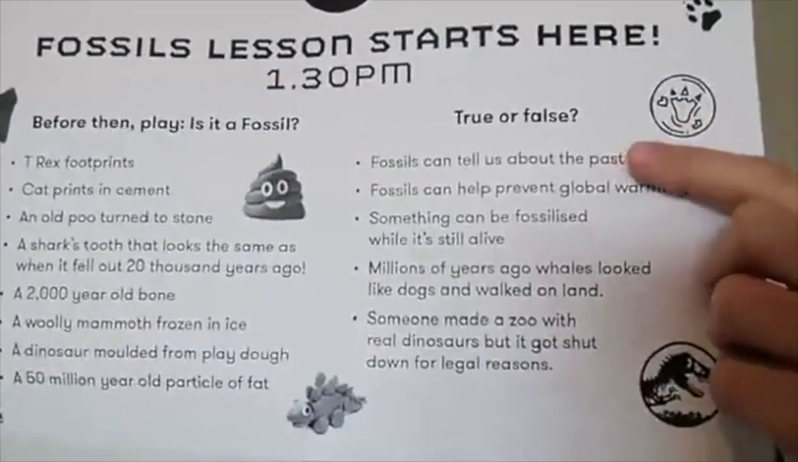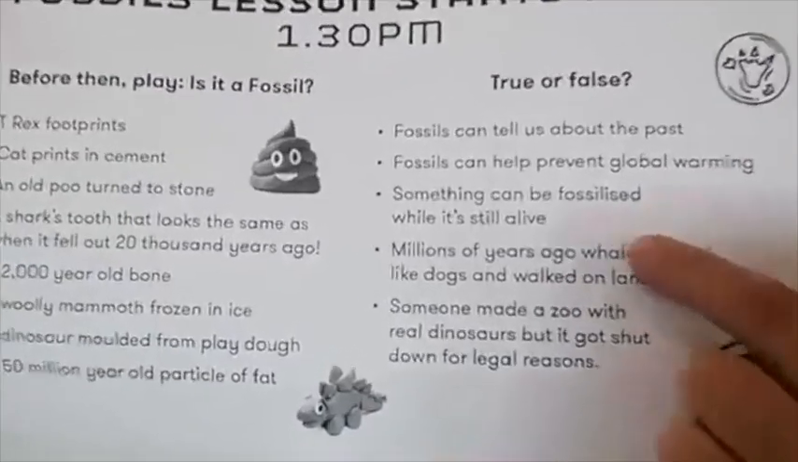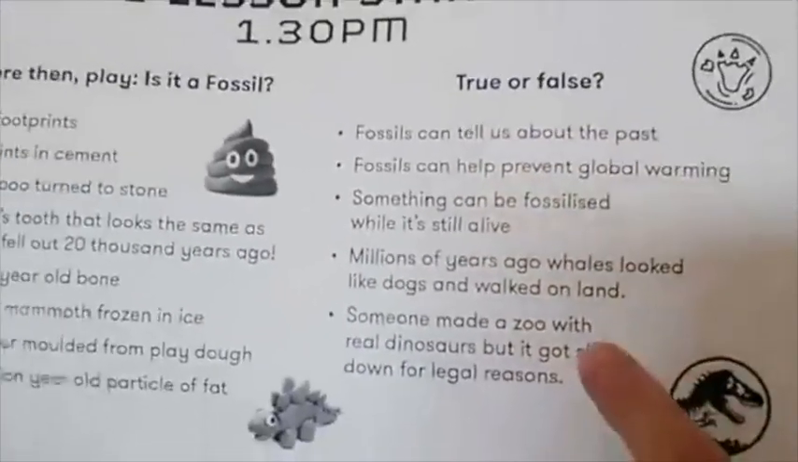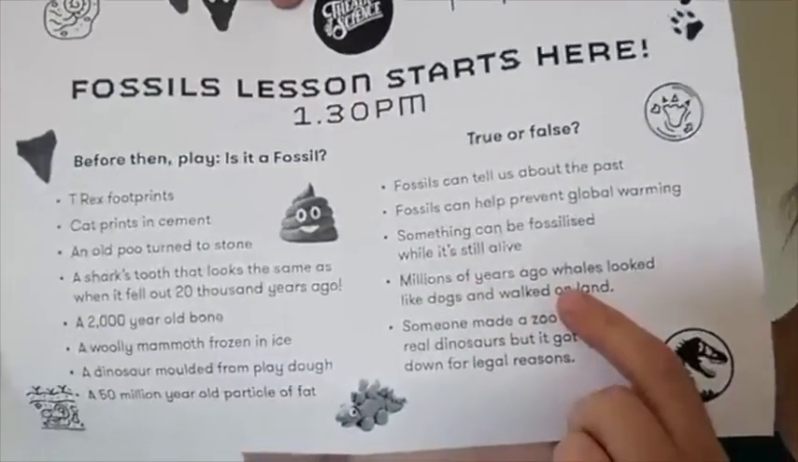True or false? Fossils can tell us about the past, they can prevent global warming. Something can be fossilised while it's still alive. And millions of years ago, whales looked like dogs and walked on land. They are all true, okay? We'll cover all those. This whales thing, I only learned that this week. That really freaked me out.